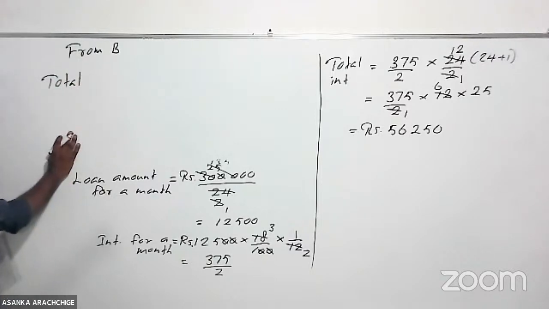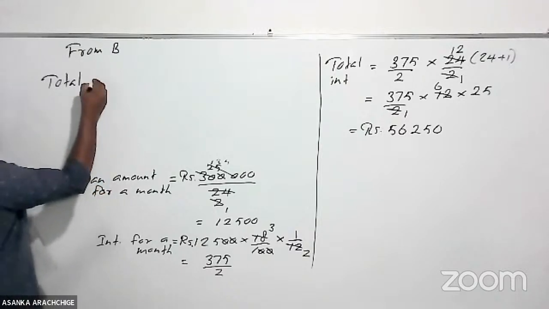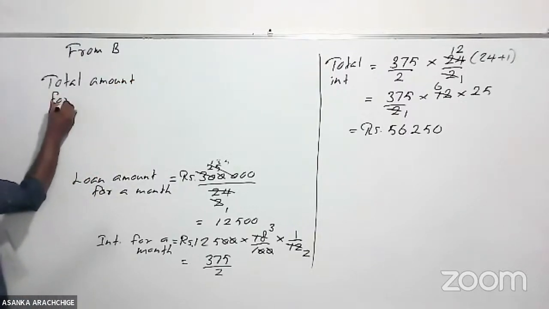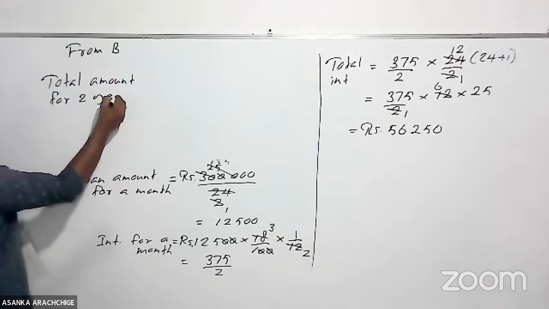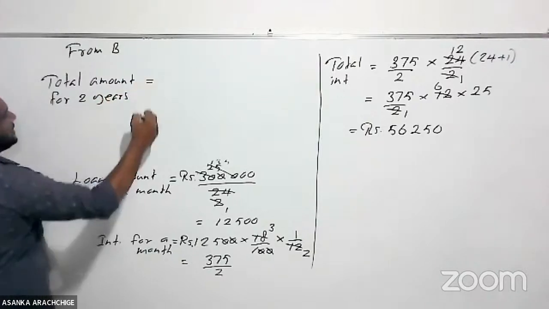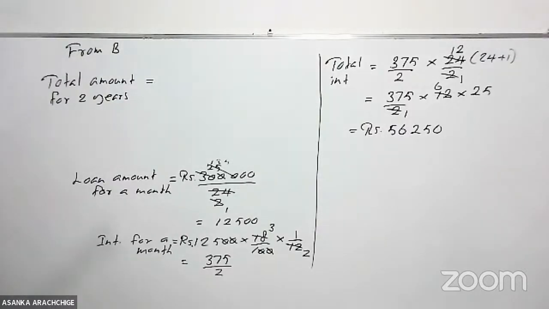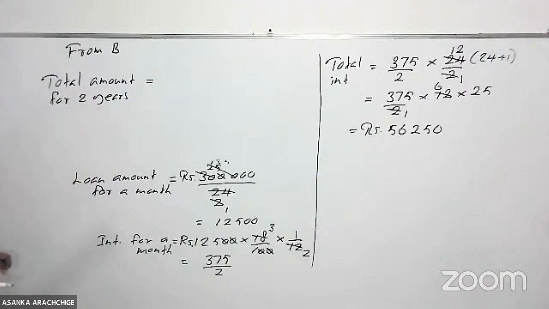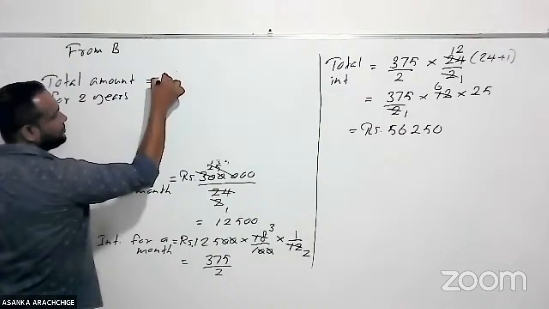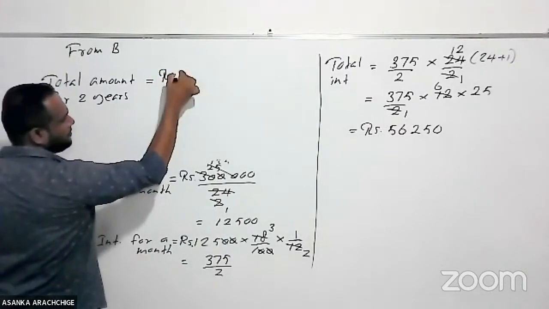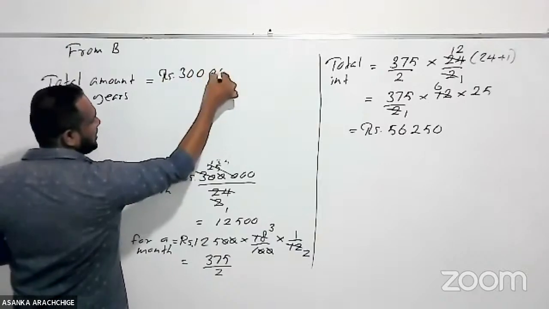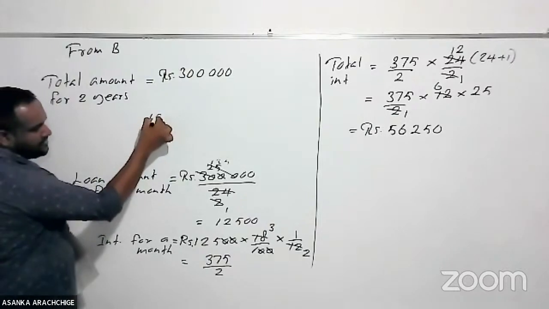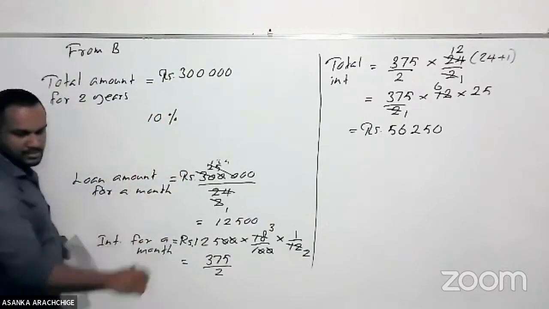Before we find the total interest, we have to find the total amount. Total amount for 2 years, for institution B. What is the loan amount? Yes, the loan amount is the same. The loan amount is 300,000 rupees. But the rate of the compound interest per annum is 10%.